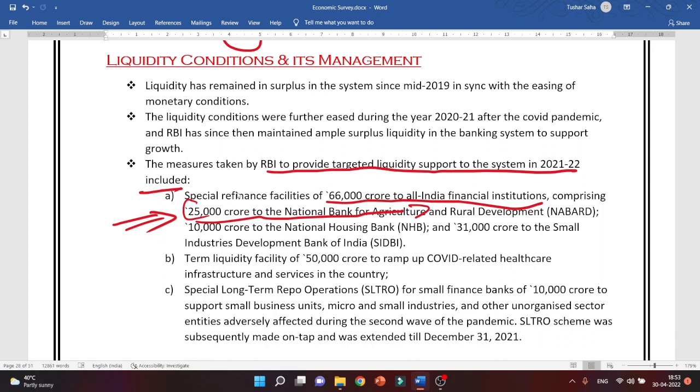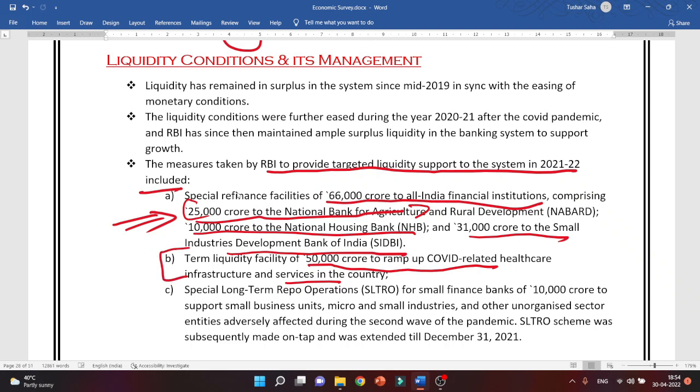So RBI has given to NABARD. So that is how things channelize. Then 10,000 crore to the National Housing Bank, 31,000 crore to Small Industry Development Bank of India, SIDBI. Then term liquidity facility, 50,000 crore to ramp up COVID related healthcare infrastructure and service in the country.